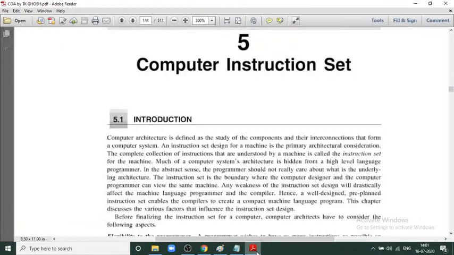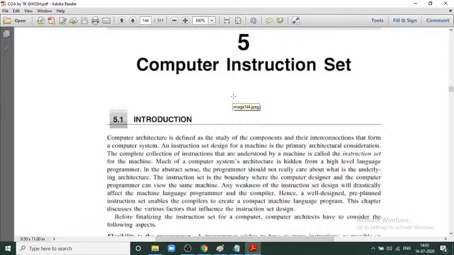So we are coming back once again. In computer architecture or organization, it is defined as the study of components and their interconnection that form a computer system. What are the components of a computer? Arithmetic logical unit, register array, control unit. These are different components of a computer, and how they are interconnected is also an important point of concern as far as computer organization and architecture is concerned.